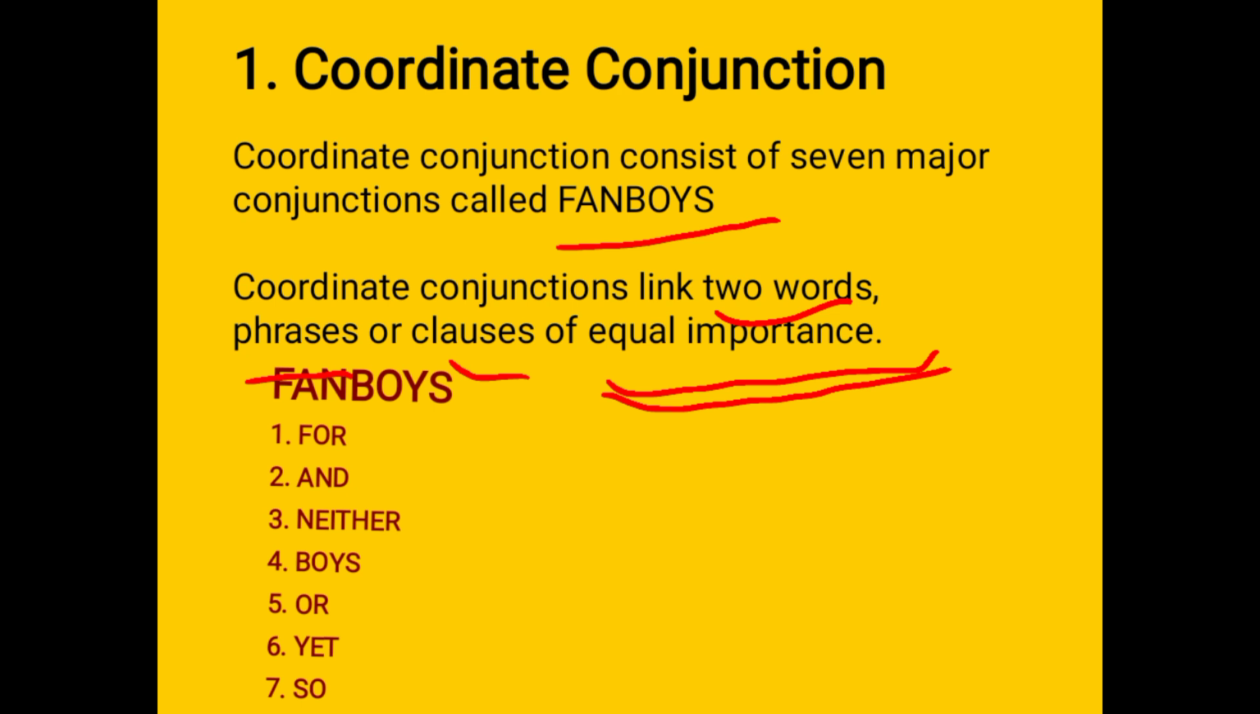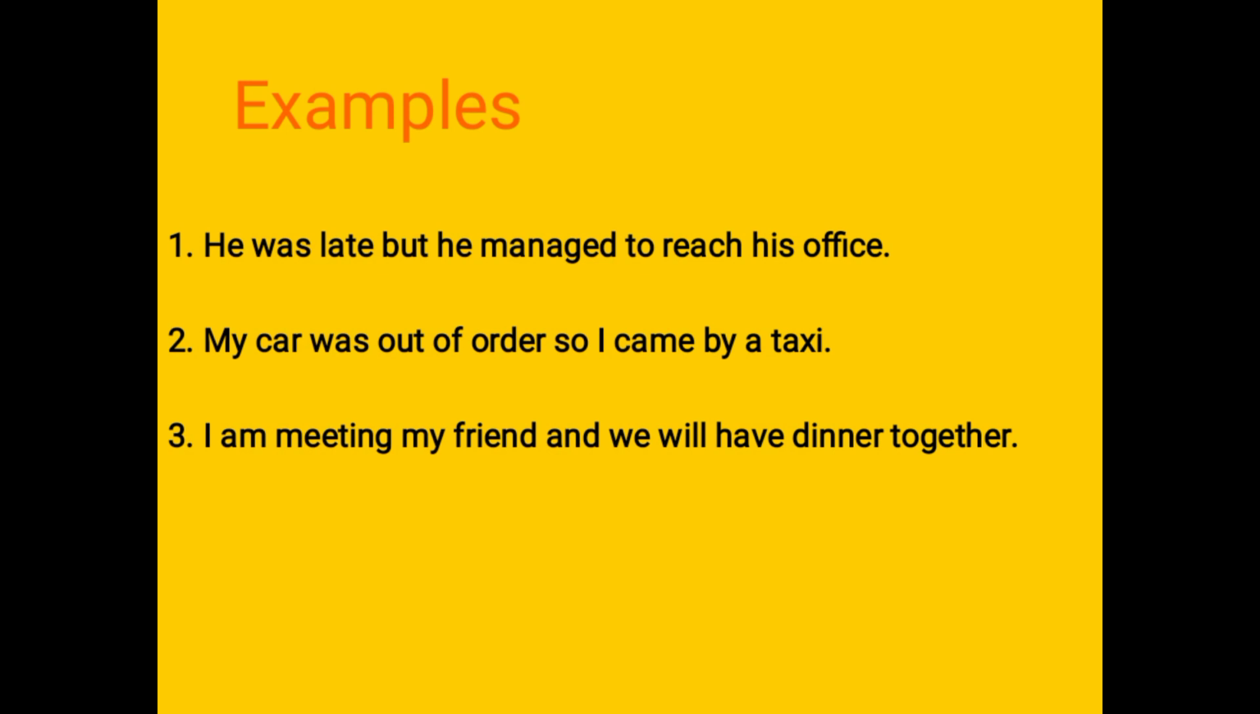So we can easily remember coordinate conjunctions by using the acronym FANBOYS. All right, so F stands for for, A stands for and, N stands for nor, B stands for but, O stands for or, Y stands for yet, and S stands for so. A few examples.